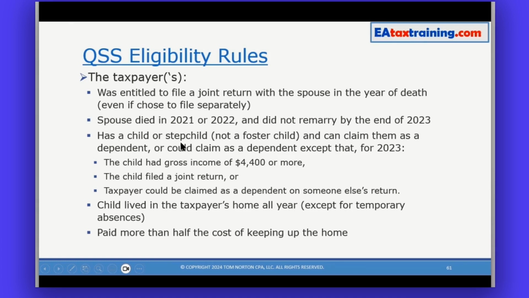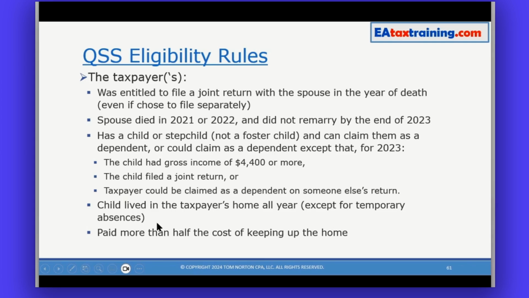They also have to have either a child or a stepchild who they can claim as a dependent, or they could have claimed as a dependent except for these special circumstances that come up. So just think about it as they had a child that they could claim as a dependent. That's what you need to know for the exam.